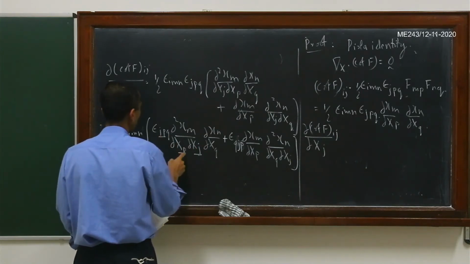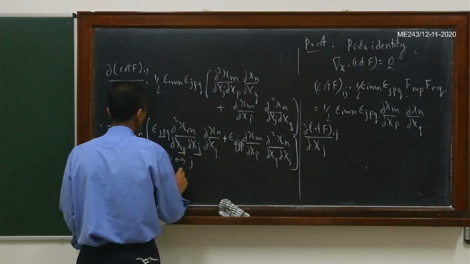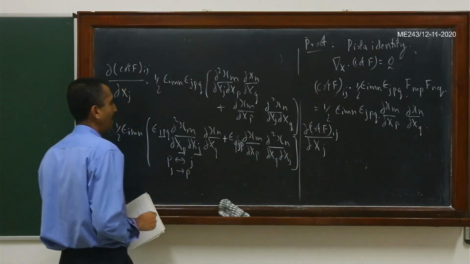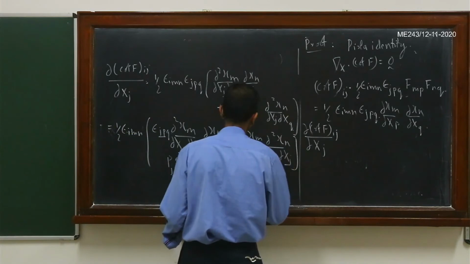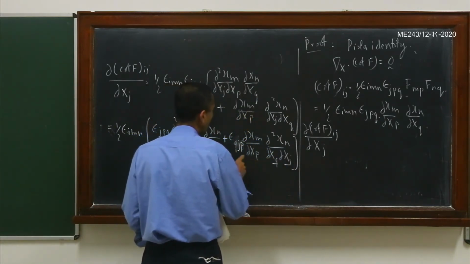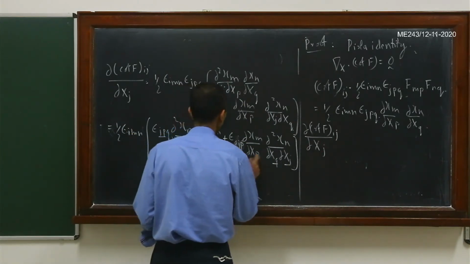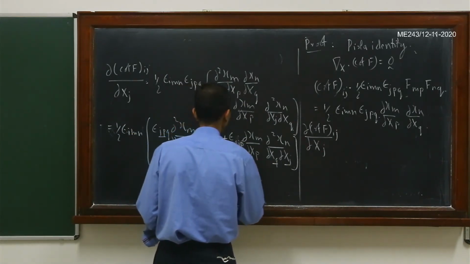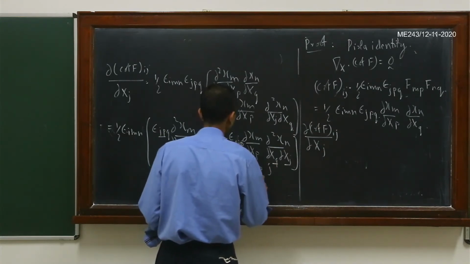So what you can do for this first term here is that you can rename P as J and you can rename J as P. And for this particular term, you can see that this Q and J are also occurring in this one here, and so you can rename the Q as J and the J as Q. Because these are all dummy indices, here I will rename Q as J and J as Q.